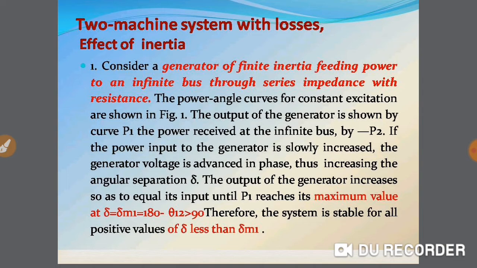For this we need to consider a generator of finite inertia which is feeding power to an infinite bus through a series impedance with resistance. Here the impedance is in series with the resistance for the infinite bus and your generator connection. The power angle curve of constant excitation will be shown in the next figure.